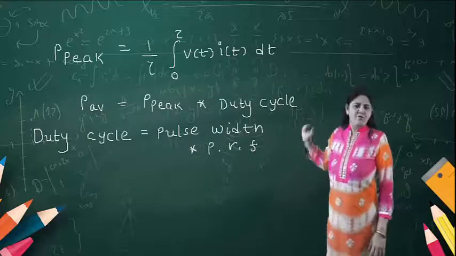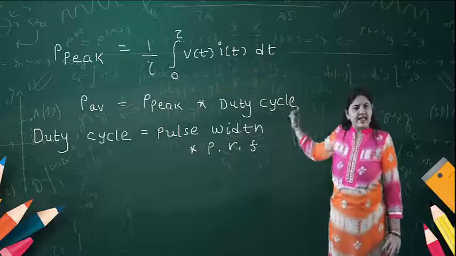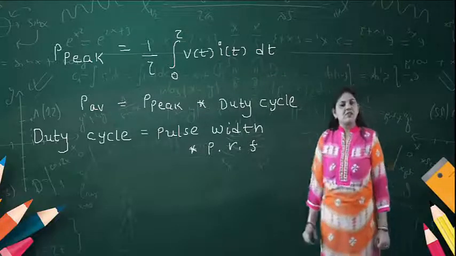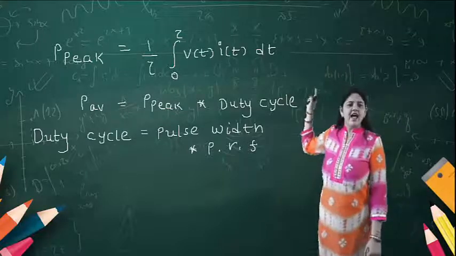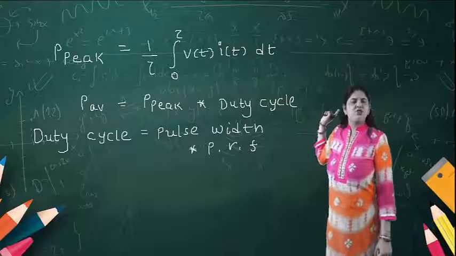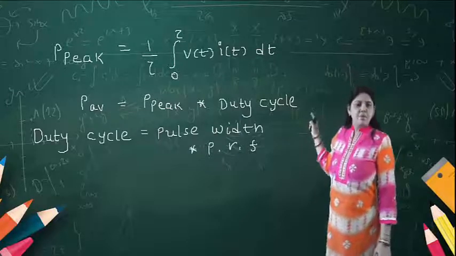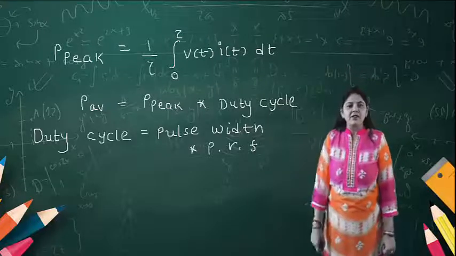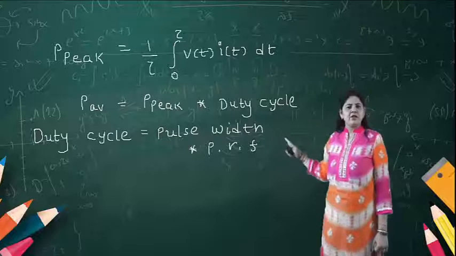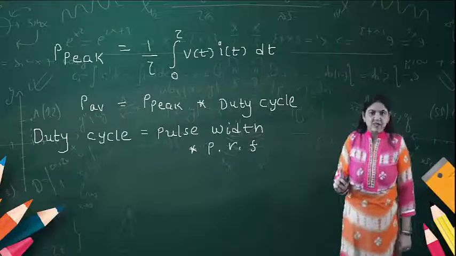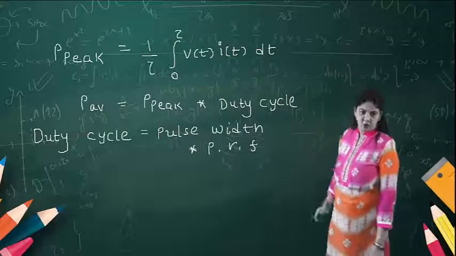Now, what is P peak? My total pulse width is tau. So it is 1/tau integral from 0 to tau of v(t)i(t) dt. So what is your average power? The average power is P peak multiplied by the duty cycle. What is the duty cycle? Duty cycle is the pulse width multiplied by the pulse repetition frequency.